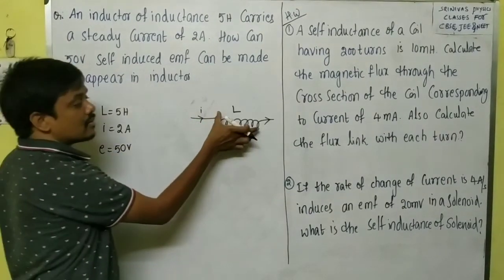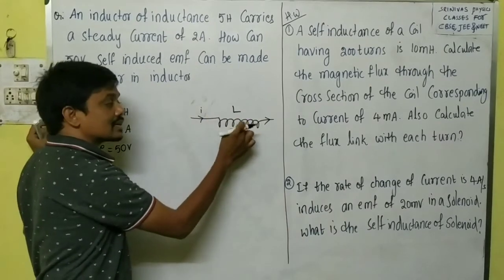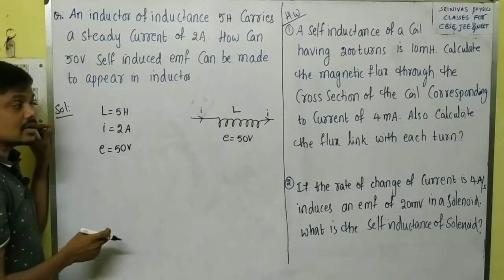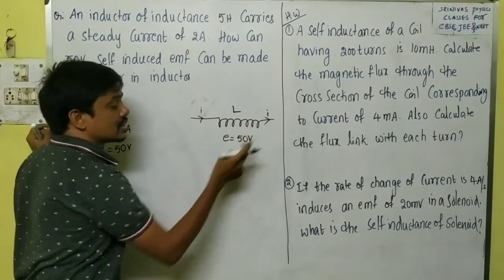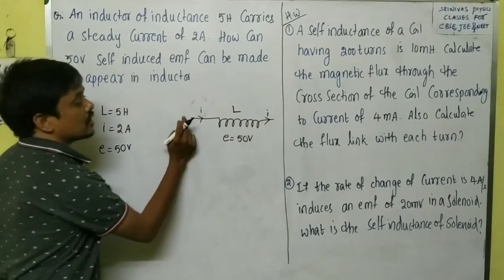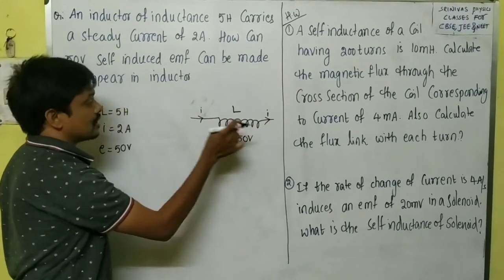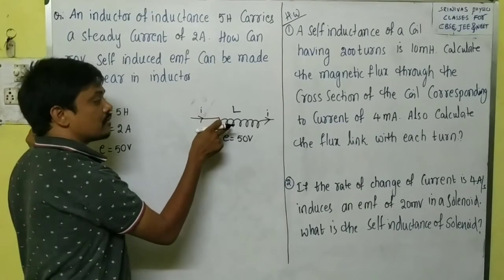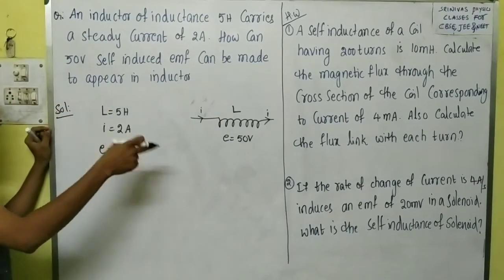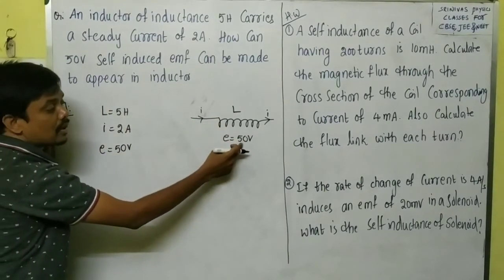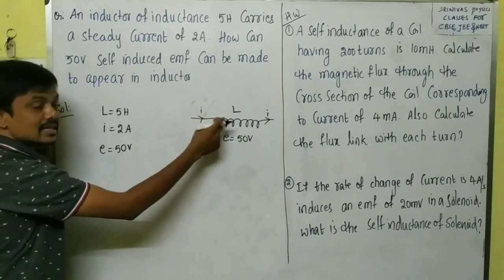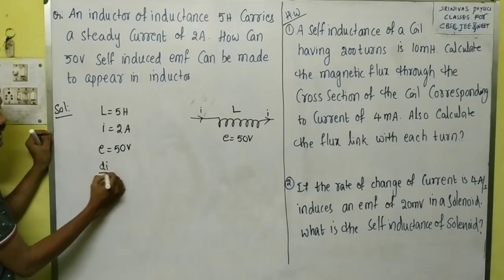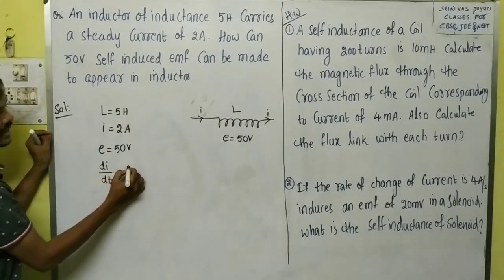Actually, EMF is induced if the magnetic flux linked with this coil changes. When the current changes, the field changes, the flux changes, and in that, EMF is induced. That means you can produce an EMF of 50 volts by changing the current. Then at what rate do you have to change the current? That means indirectly we have to find out dI by dt here.